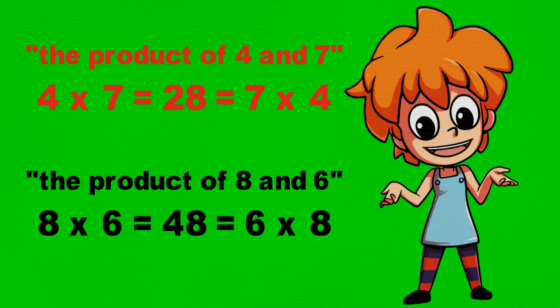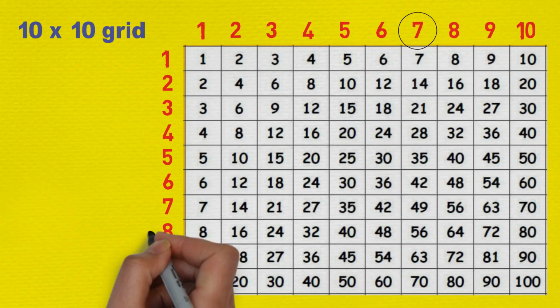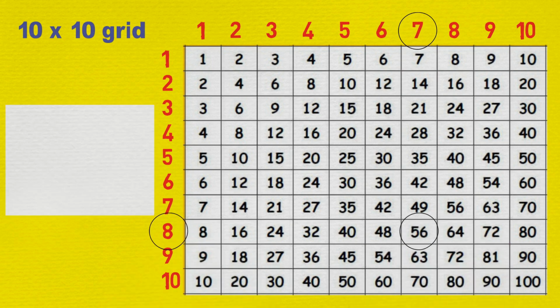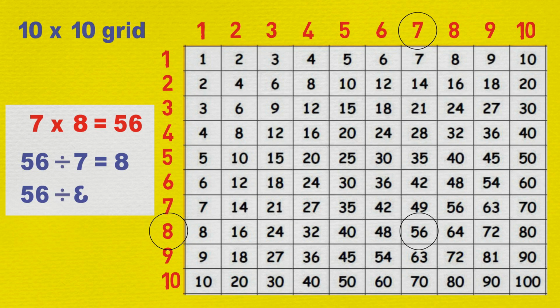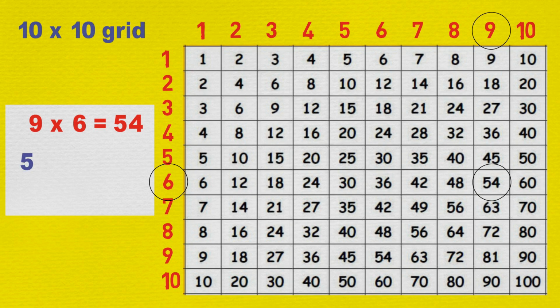We can use the 10 by 10 grid for division too, because, for example, if 7 times 8 equals 56, then we can say 56 divided by 7 equals 8, or that 56 divided by 8 equals 7. Or, since 9 times 6 equals 54, we can also say 54 divided by 9 equals 6, or that 54 divided by 6 equals 9.